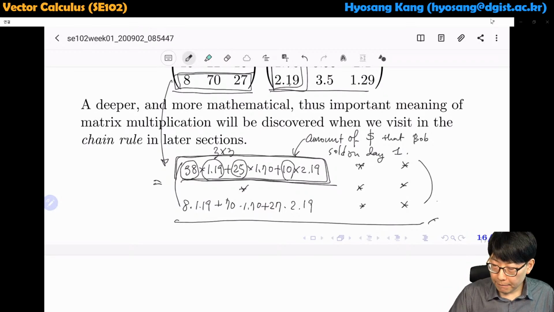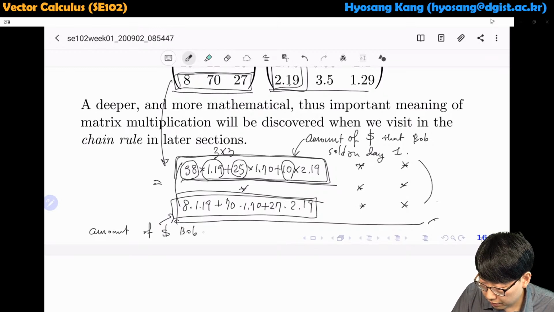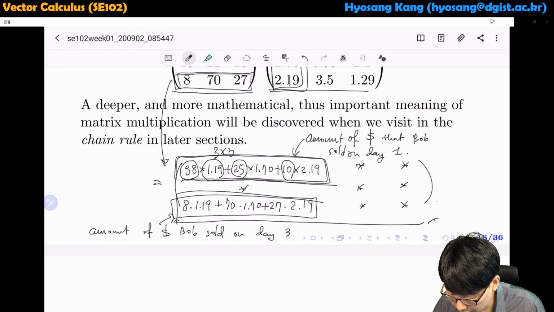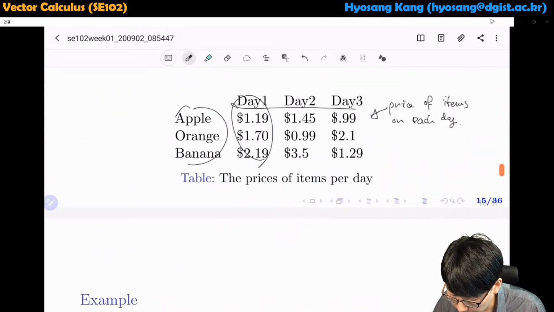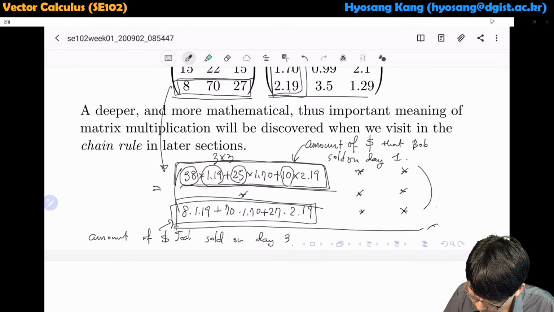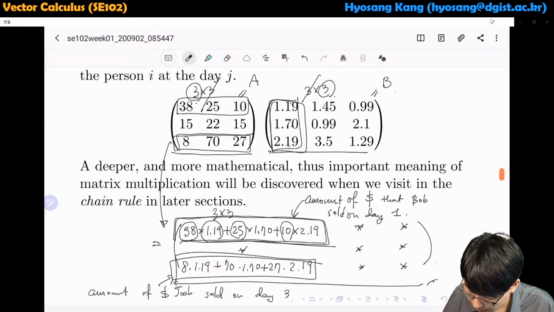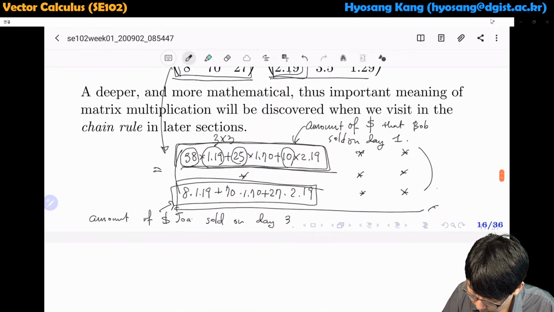Makes sense. And how about this one? This is the amount of money that, sorry, not Bob, this is Joanna, sold on day 1, right?